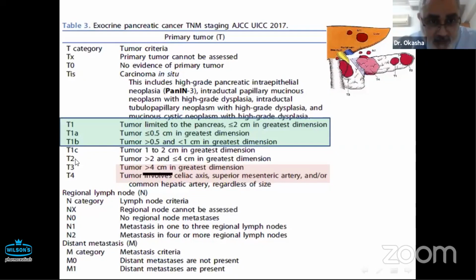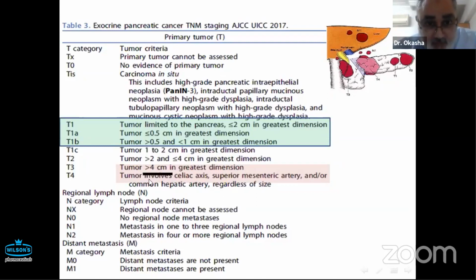And T2 is the same as the old one, tumors between 2 and 4 centimeters in the greatest dimension. Here, T3 differs. T3 here is tumors more than 4 centimeters in the greatest dimension. So T1 to T3 depend on the size of the tumor. But T4 here is stated for tumors involving the celiac axis, superior mesenteric artery, and/or common hepatic artery, regardless of the size. Here, I should stress the term involves.